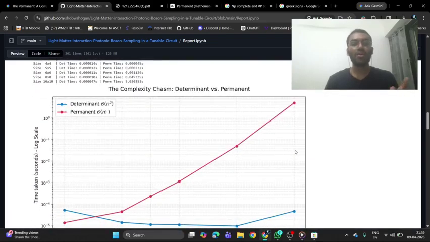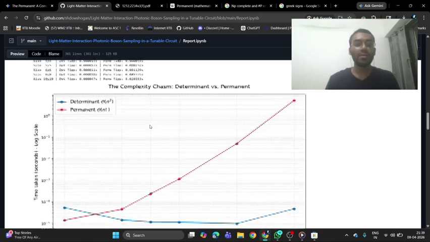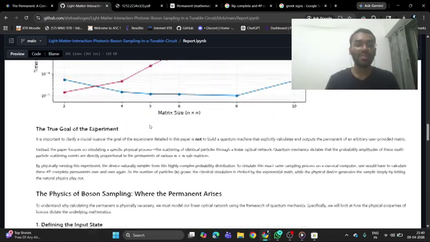Now let's look at the complexity chasm. For a 2 by 2 matrix, the determinant takes 0.00053 seconds and the permanent takes 0.00014 seconds. And as you can see, as the matrix size increases, for the 10 by 10 matrix, it is 0.00047 seconds for the determinant, and for the permanent, it's 5 seconds, showing an exponential time difference.